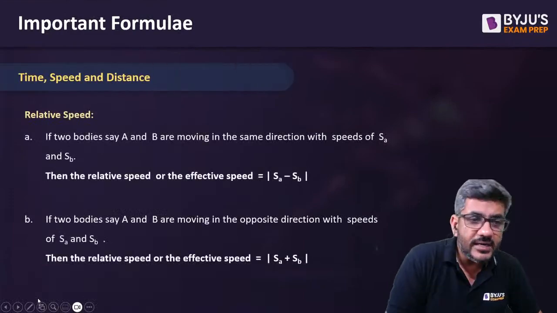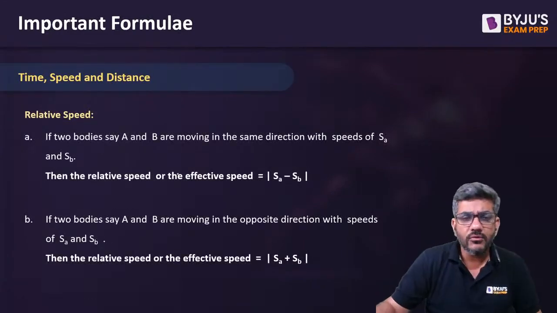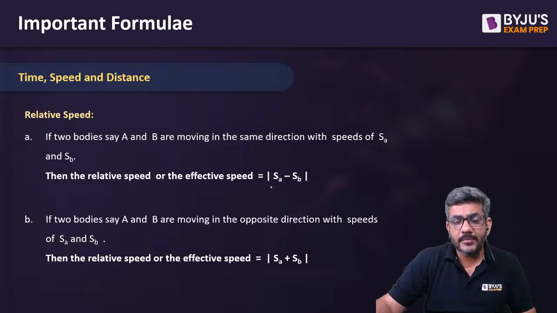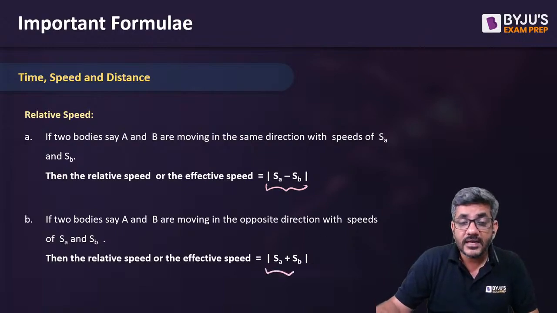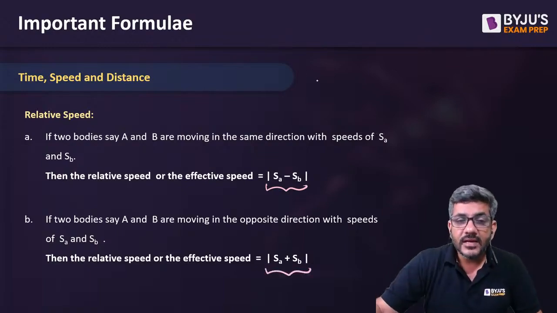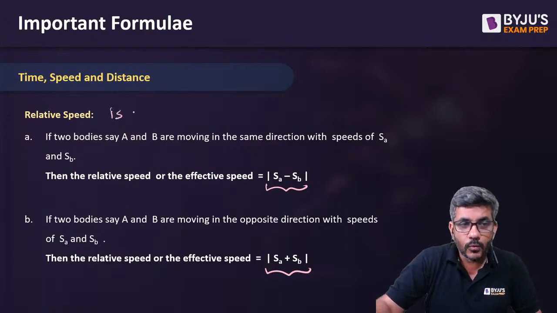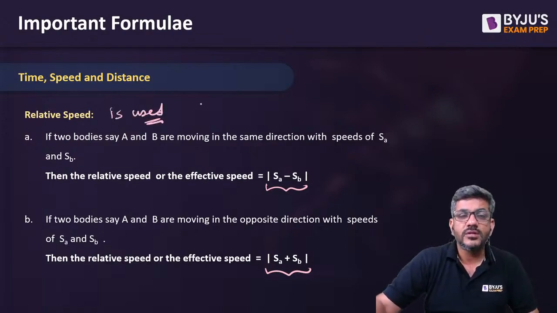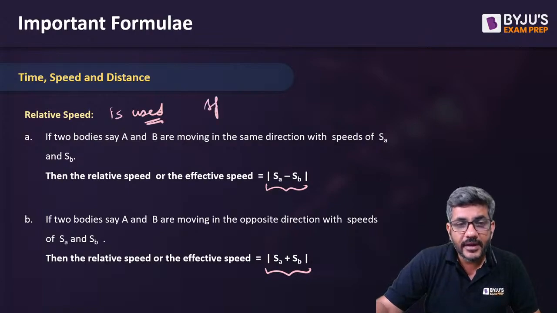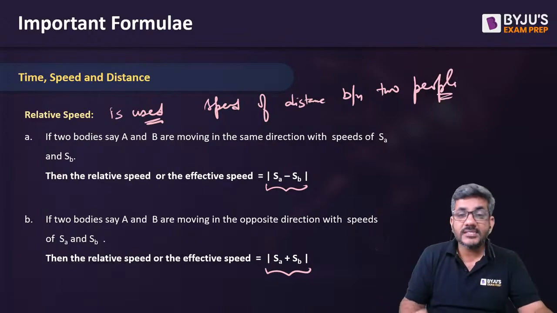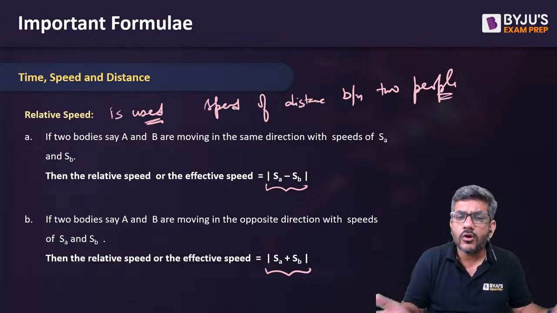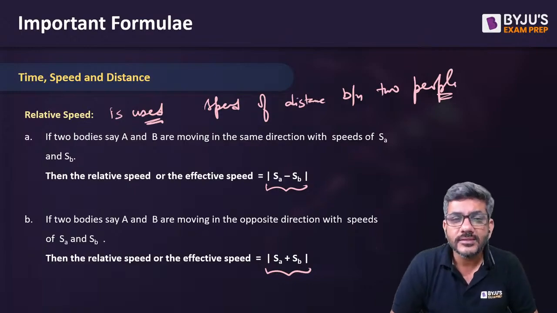I'll move ahead now to relative speed. Relative speed मेरे ख्याल से आप सब लोग जान रहे होंगे फिर से. If the objects are moving in the same direction, the relative speed is the difference of their speeds. If the objects are moving in the opposite direction, the relative speed is the sum of their speeds. When is relative speed used? Relative speed is used when you have to find at what speed the distance between two people is increasing or decreasing, that's what we call relative speed.